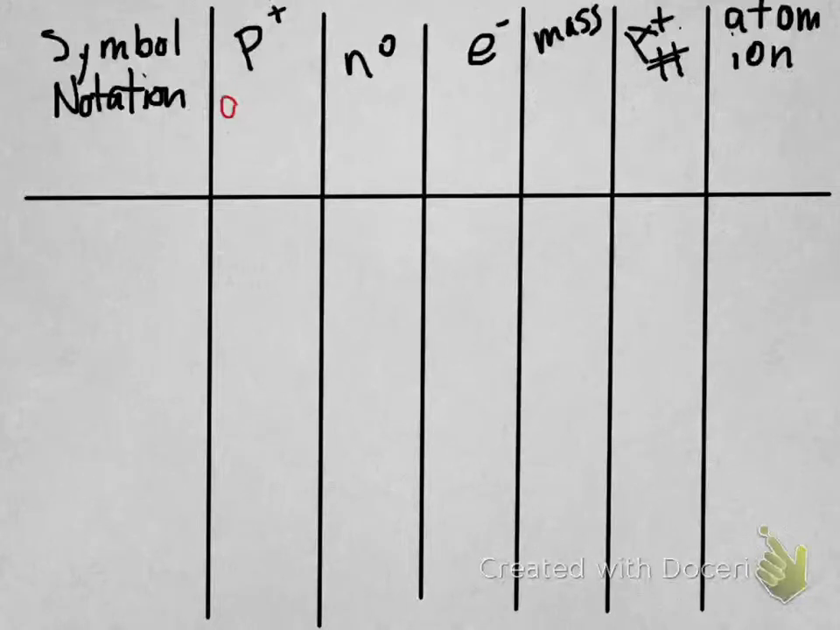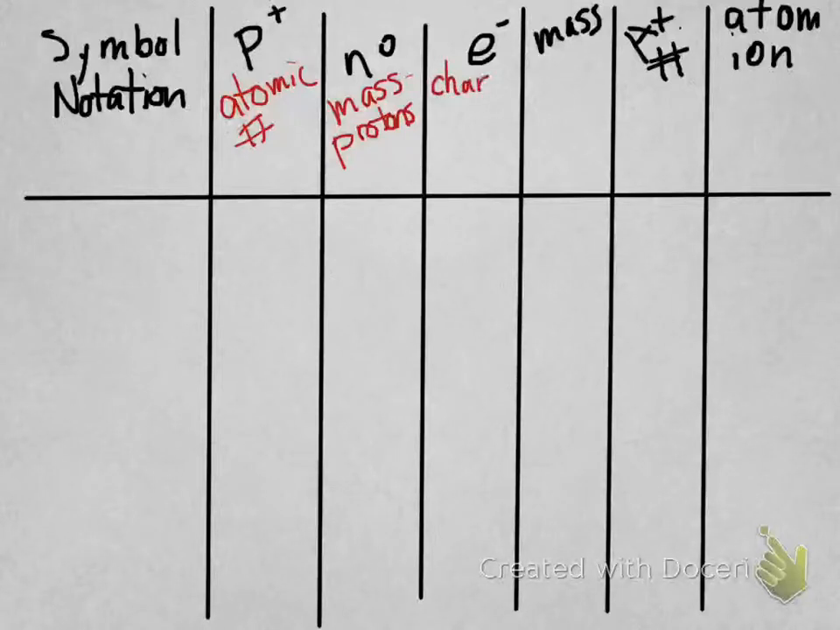Protons are always equal to the atomic number. Neutrons are mass minus protons. The electrons are where it gets a little tricky, but everything goes back to the charge. So the charge of that particular atom will equal the protons minus the electrons. If those two things are equal, the charge will be 0. If I have more protons, I'll get a positive charge. If I have more electrons, I'll get a negative charge.